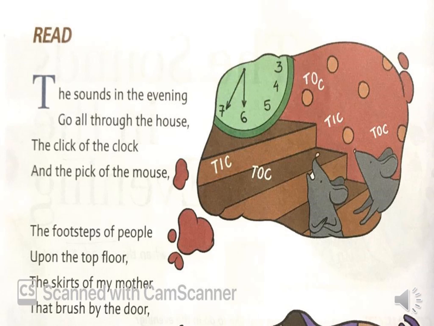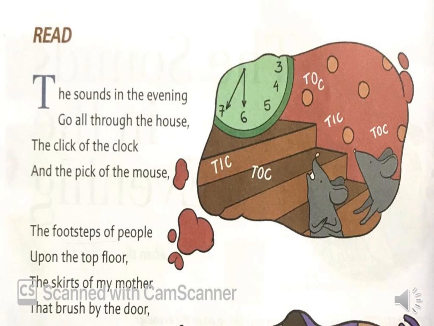The footsteps of people upon the top floor, the skirts of my mother that brush by the door. What are footsteps, children? Footsteps are nothing but the sound made when people walk on the top floor. The skirts of my mother that brush by the door. What is the speaker doing here? She can hear the sound of the skirts of her mother that brush by the door. Who is my here, children? My refers to the speaker, Eleanor Fletcher.